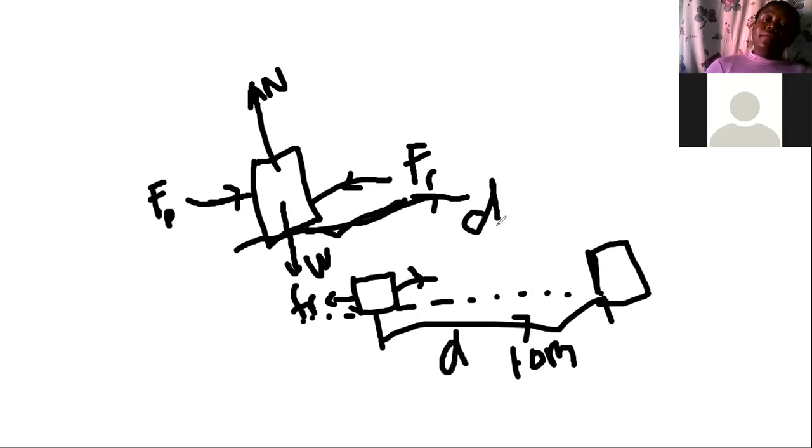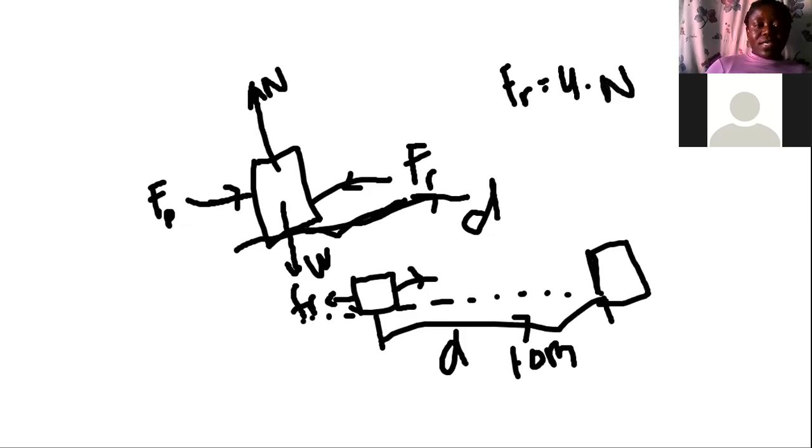The vertical forces do no work here because these forces are perpendicular to the displacement. So we don't actually need them, but we need them to calculate the friction force, because we are not given it. Remember that our friction force is defined as equal to the coefficient of friction times what? Times the normal force. So what is the normal force?